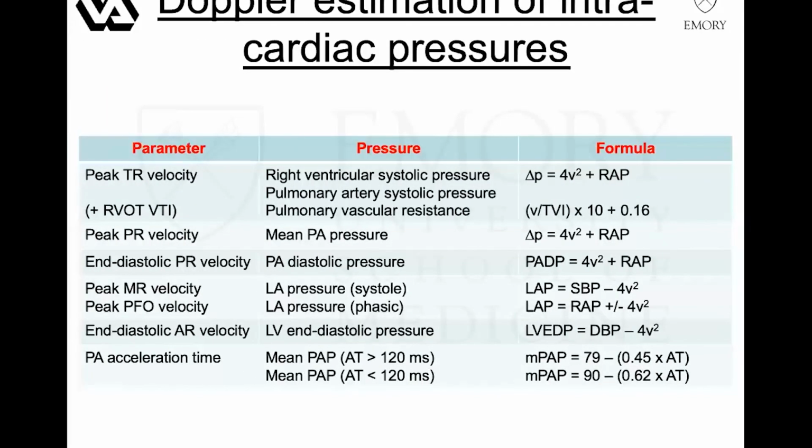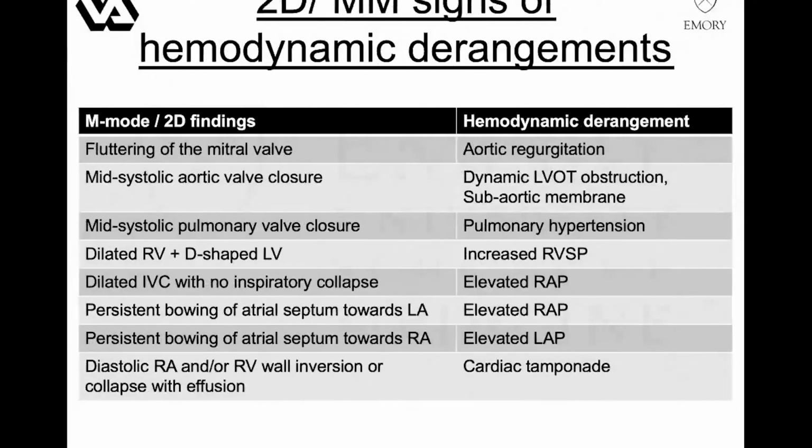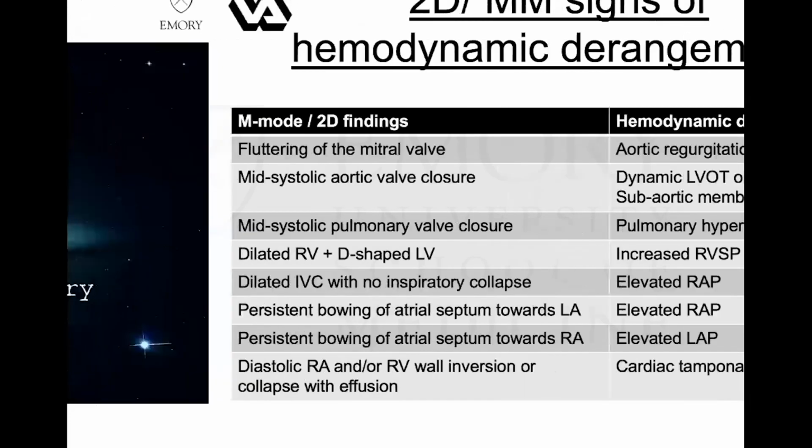This is a whole list of other things that you can calculate based on Doppler estimation of pressures. In terms of regurgitant lesions, you have qualitative methods and quantitative methods of quantifying regurgitation. Qualitative methods, you just look at color flow Doppler. Quantitative methods, you can have continuity method and PISA. There are other things that you can do in terms of hemodynamic derangements. You can look at fluttering of the mitral valve, mid-systolic aortic valve closure, D-shaped septum that we talked about for increased RVSP. You can look at cardiac tamponade. That's an important thing that you need to be able to recognize.